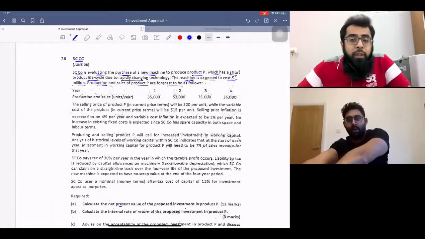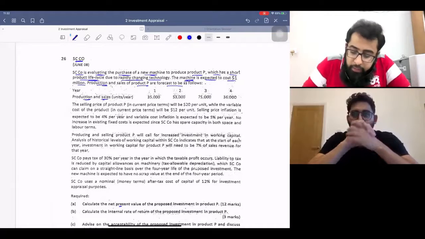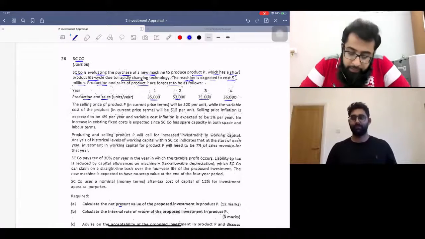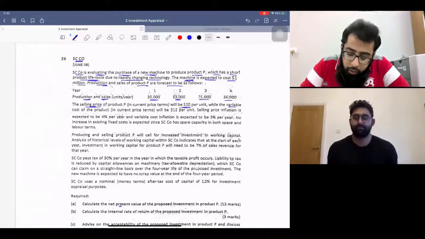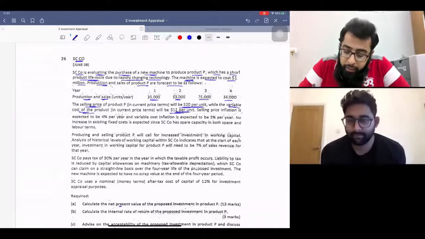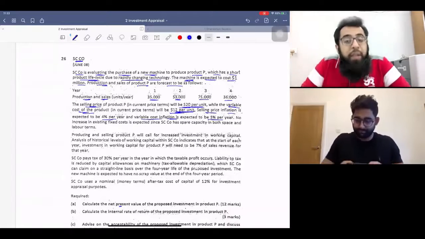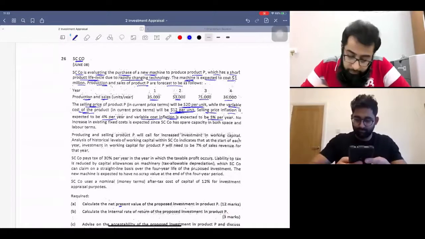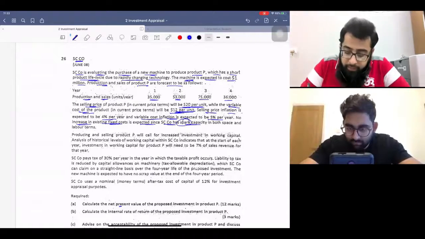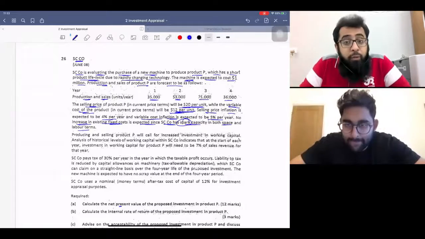Now, the investment in the machine is $1 million, a year 0 investment. Production and sales units are 35,000, 53,000, 75,000, and 36,000 units. The selling price will be $20 per unit per year, while variable cost will be $12 per unit. Selling price inflation is 4% and variable cost inflation is 5%. No increase in fixed cost is expected since SC company has spare capacity in both space and labor terms, so there is no relevant fixed cost.